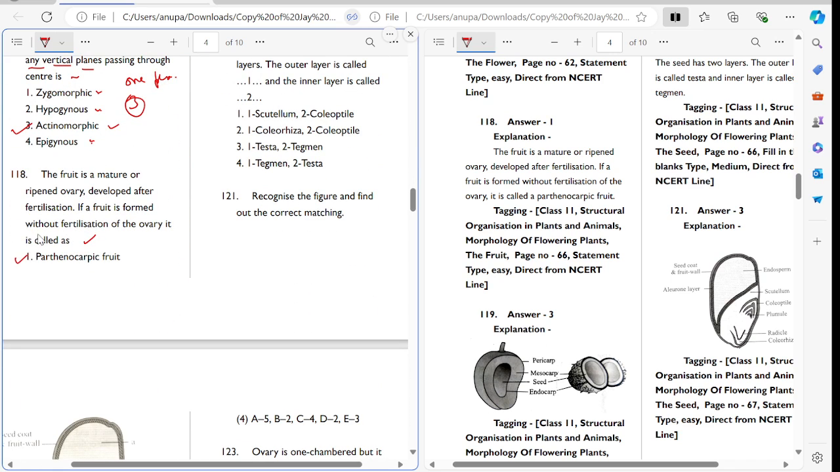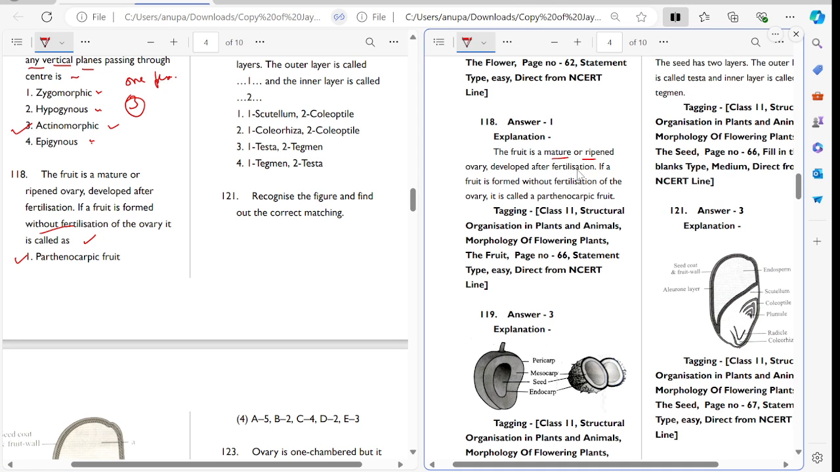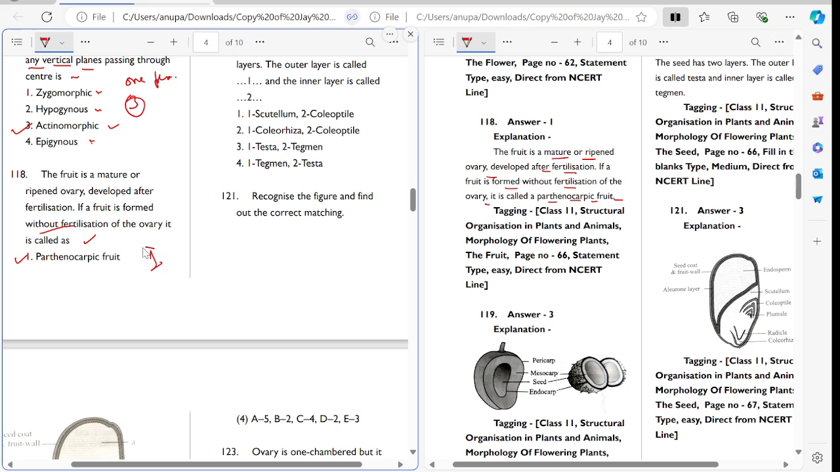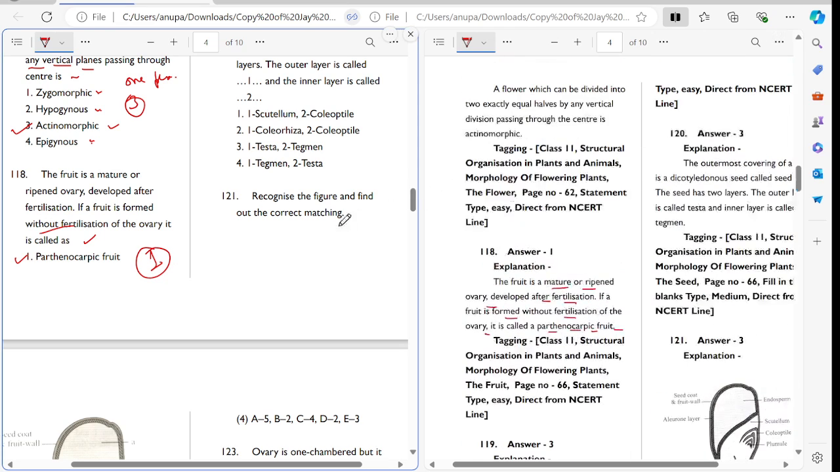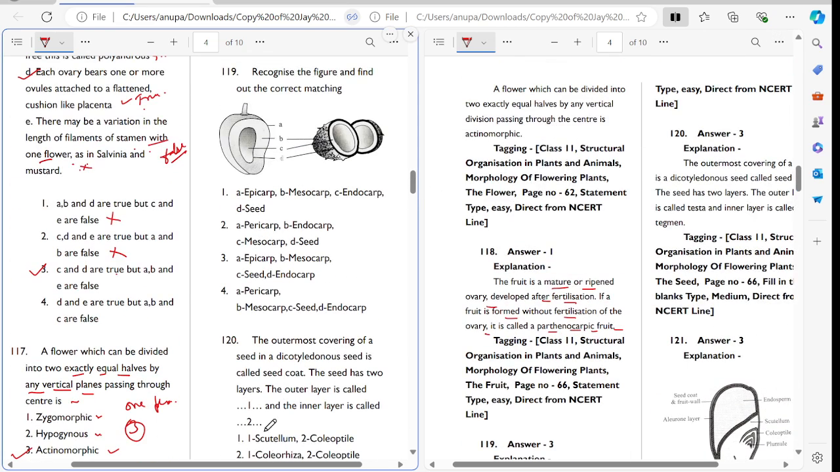The fruit which is developed without fertilization is known as parthenocarpic fruit. We know that a fruit is a mature or ripened ovary usually developed after fertilization. But if a fruit is formed without fertilization of the ovary, then it is called parthenocarpic fruit. So the answer for this question will be option number 1. Now let's move to the next question, that is question number 119.